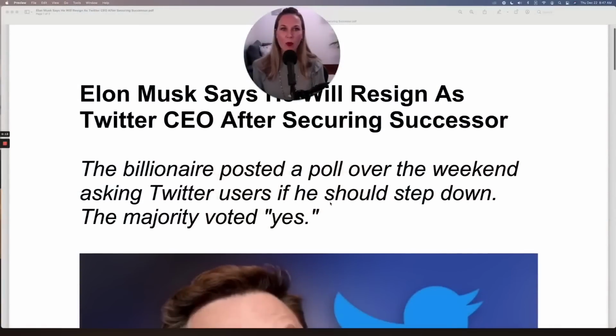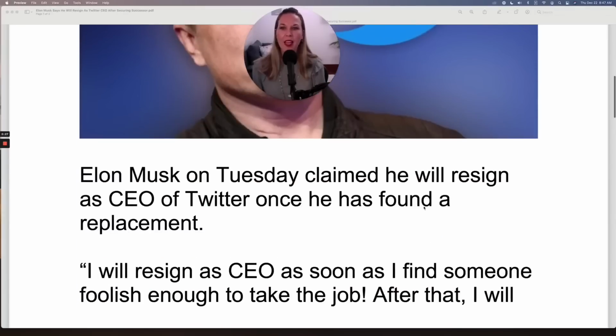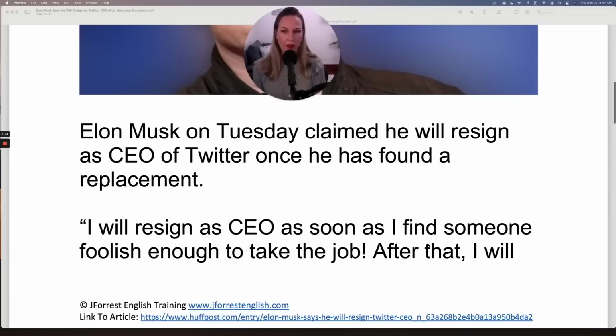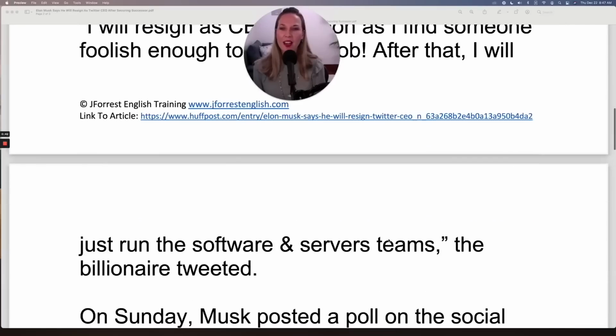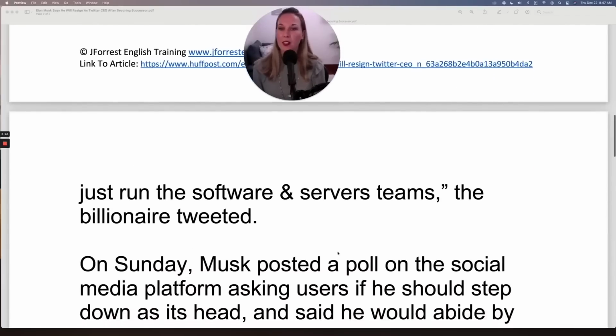Elon Musk says he will resign as Twitter CEO after securing successor. The billionaire posted a poll over the weekend asking Twitter users if he should step down. The majority voted yes. Elon Musk on Tuesday claimed he will resign as CEO of Twitter once he has found a replacement. I will resign as CEO as soon as I find someone foolish enough to take the job. After that, I will just run the software and servers teams, the billionaire tweeted.